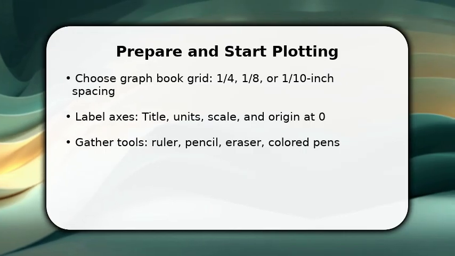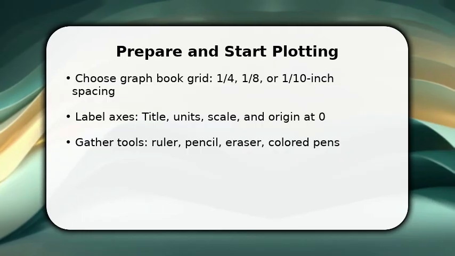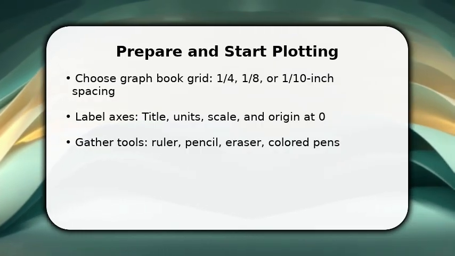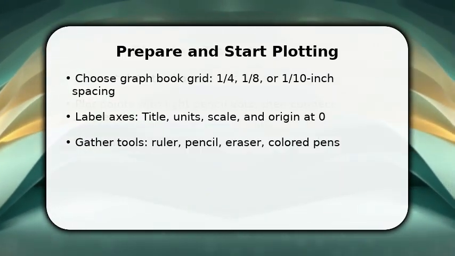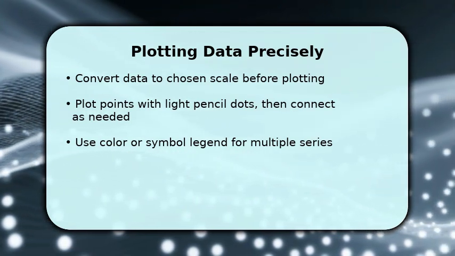Once done, draft light tick marks and choose a scale that fits all your data points without crowding the page, making future adjustments easier. Now convert each data value into the grid units you set. Doing math first prevents shifting later.